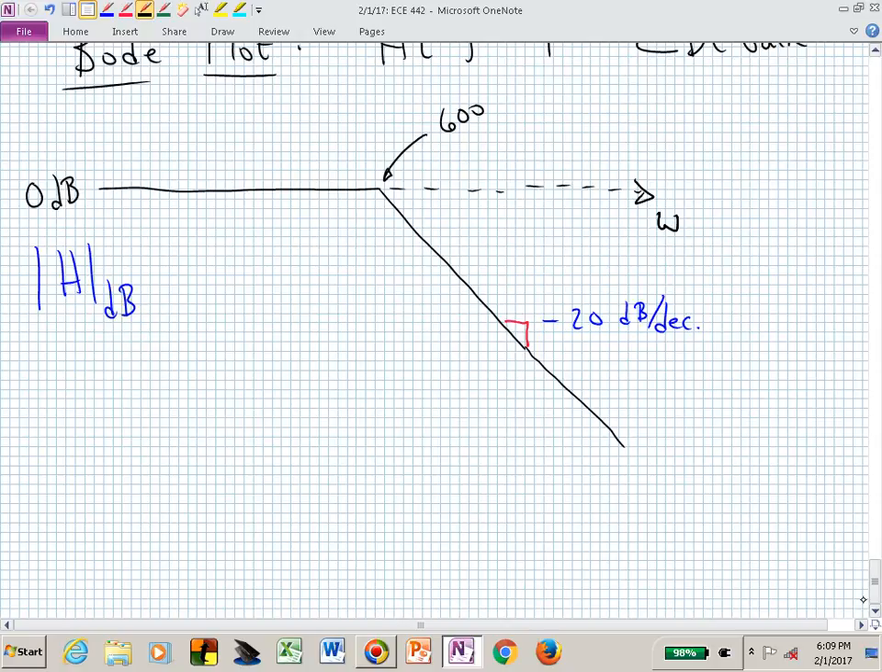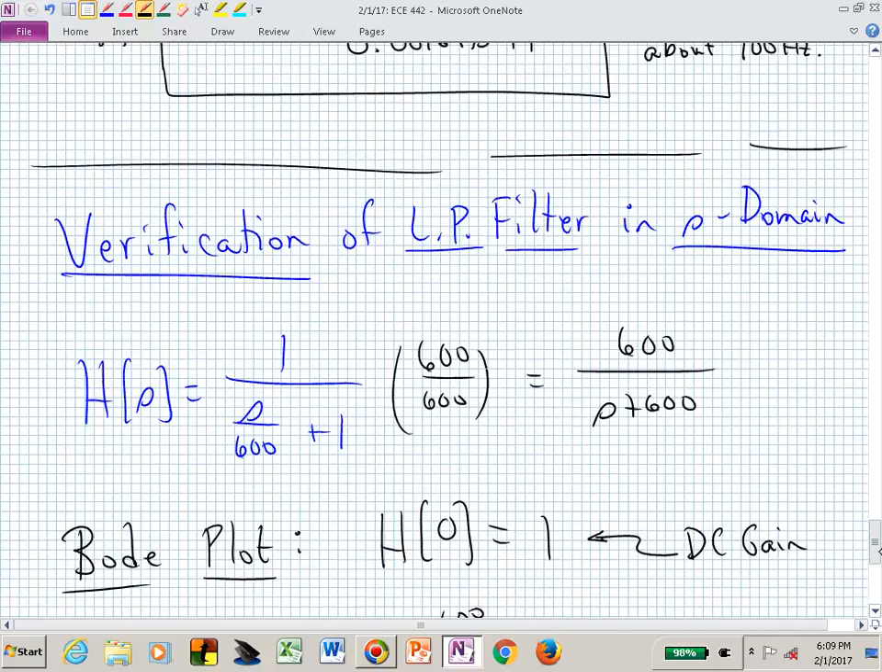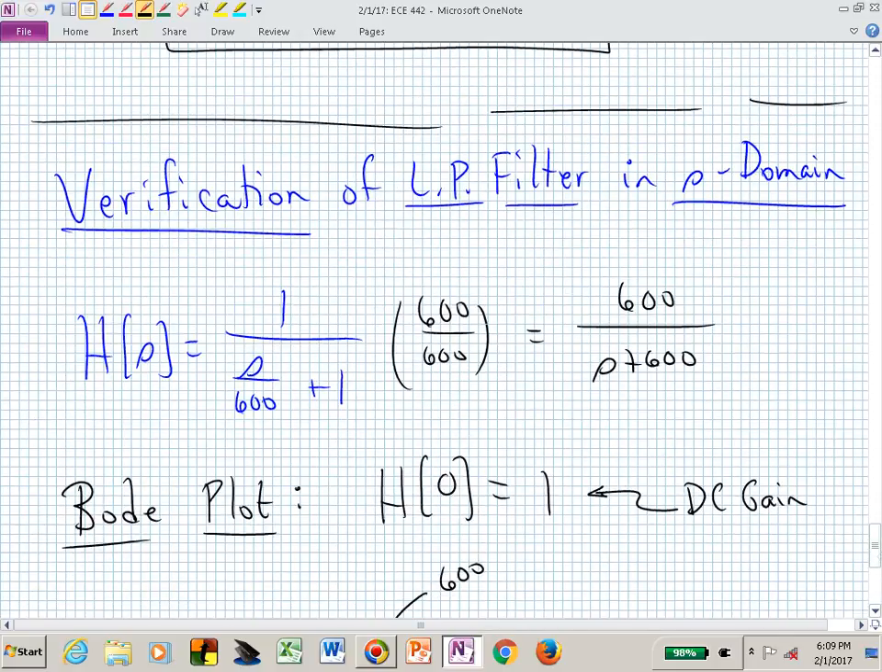What's the phase curve look like? Do you remember? At low frequencies, what's the phase of our transfer function? If I plugged in a small frequency, if I plugged in s equals 0, what's H's phase? What's the angle of H? 0 degrees, isn't it? It's a real number of 1, and 1 has a phase of 0 degrees.